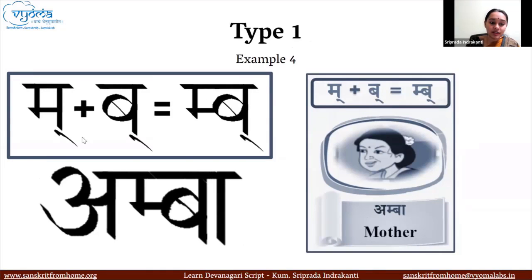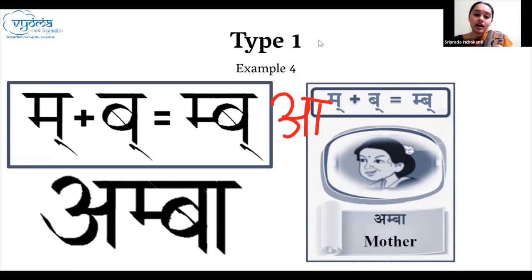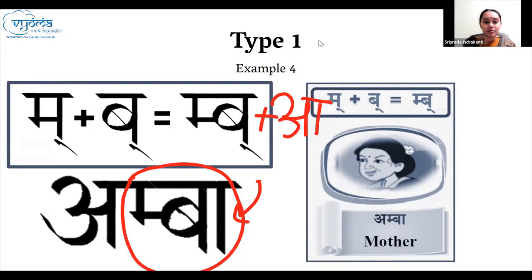So in the word, we are only dissecting m and b. So m and b becomes mb. If you want to add mb to a, let me show you once more. So if we add a, then it becomes ba. I think that would make it clear.